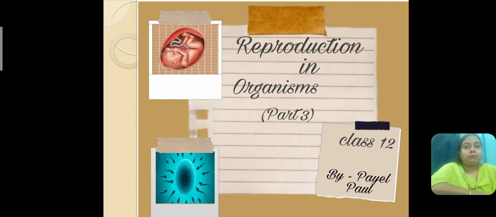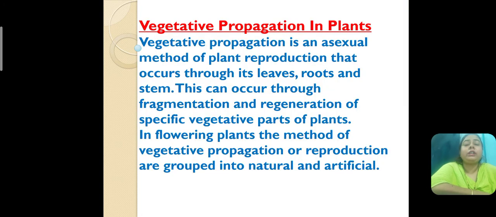To give you a brief preview of what we have done in our previous class, we have done most of the asexual modes of reproduction in lower organisms. And in this part, we are going to discuss vegetative propagation, or the asexual mode of reproduction, in higher organisms like plants.